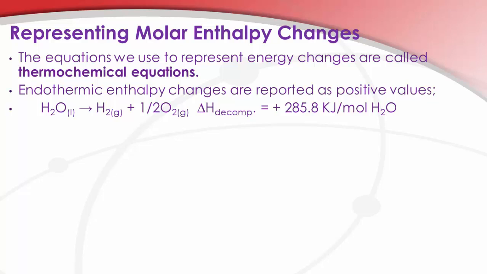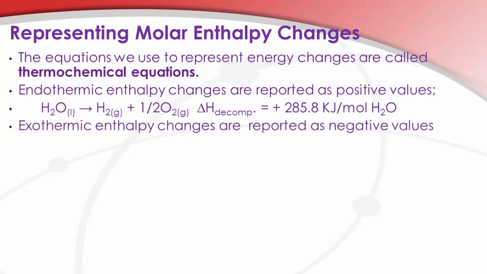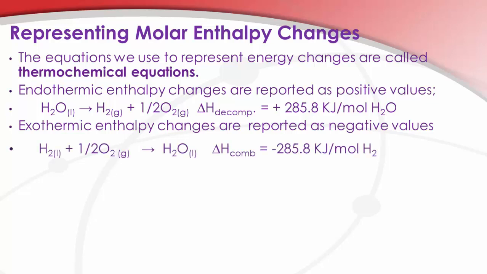So in this case, we have the decomposition of water to hydrogen and oxygen. And so this requires energy. This is the opposite of burning. It requires energy. So we have our delta H beside the equation. Exothermic will be negative. So if we reverse this equation, of course, the first law suggests that the same amount of energy is going to be involved, but the sign changes. We get out 285.8 kilojoules per mole of hydrogen.